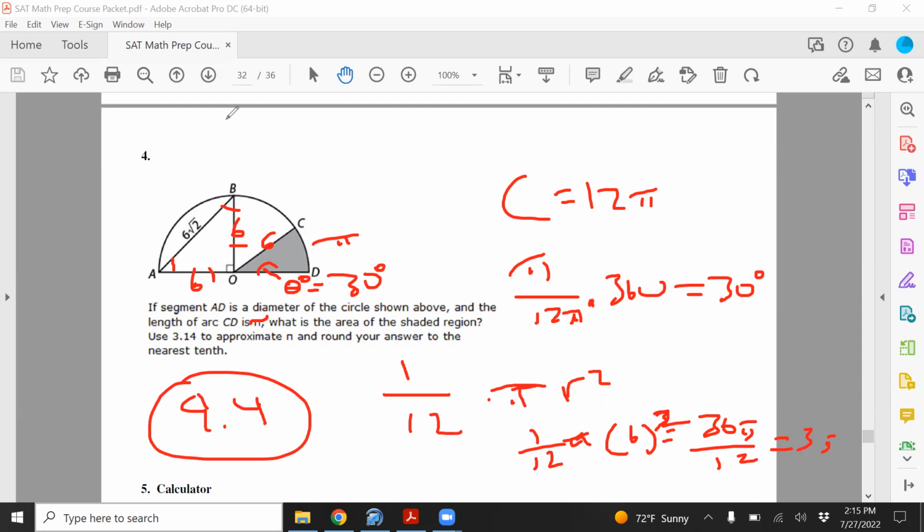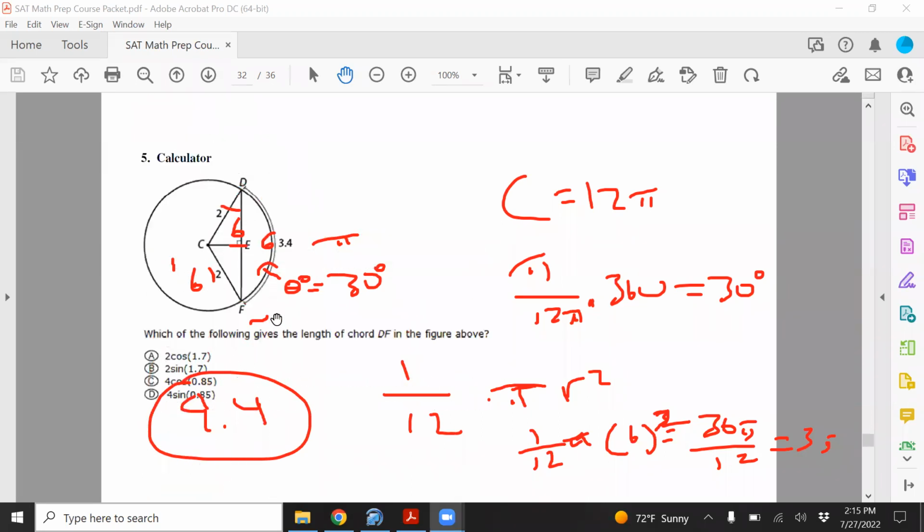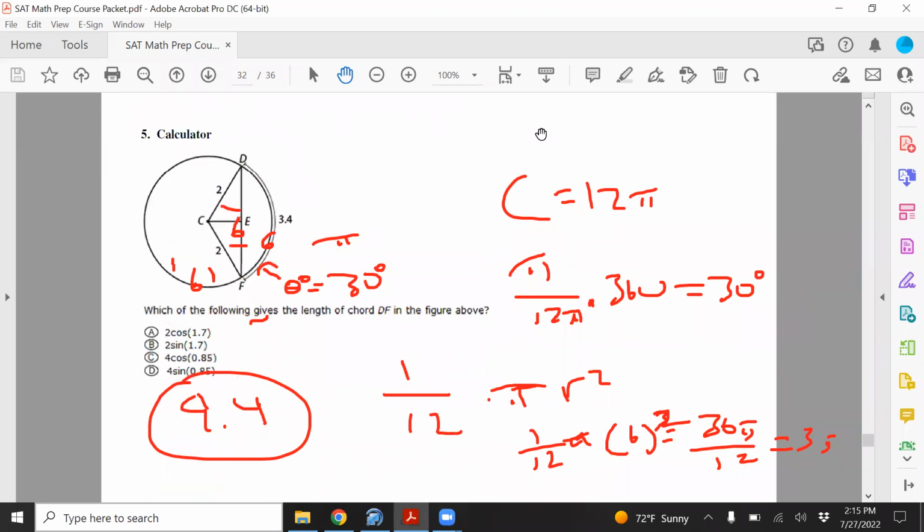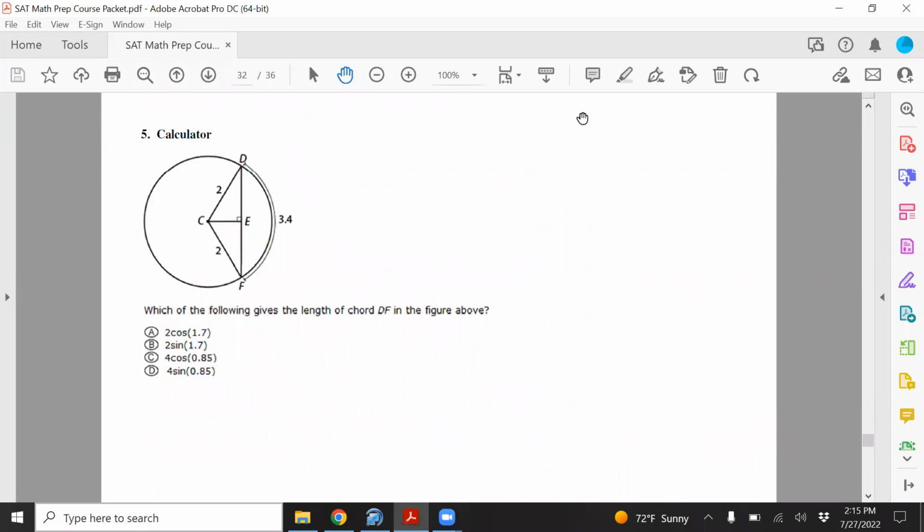So not done. Ooh, that's a good one. They want you to figure out the length of chord DF. Well, chord DF gets cut in half when you have a situation like this here. So those are the same.